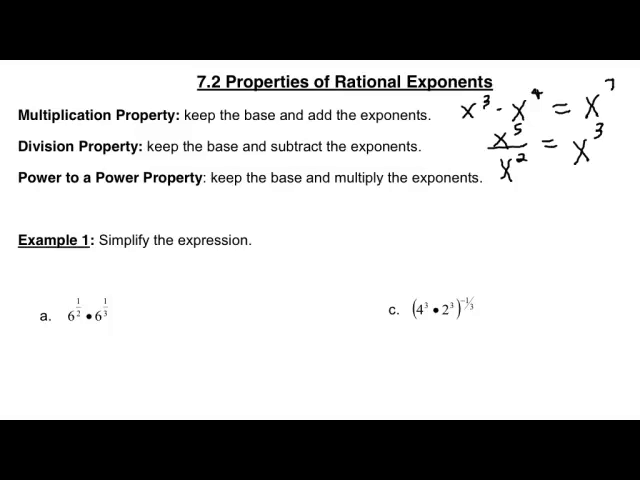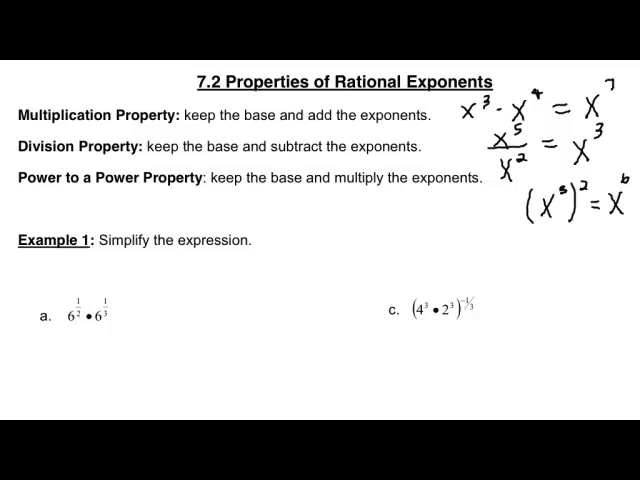And lastly is the power to a power property. Again, we keep the base the same and multiply the exponents. So for example, if we have x cubed and we're squaring that, 3 times 2 is 6, so this is x to the 6th power. So again, these rules still apply even when we have fractions.